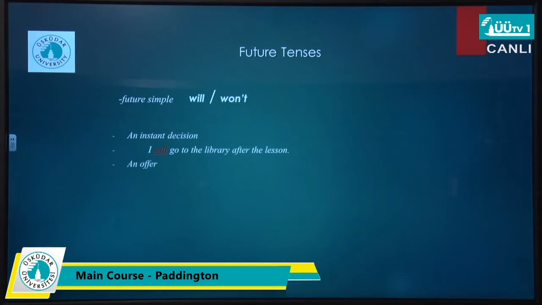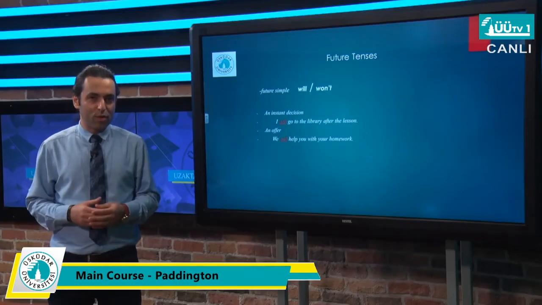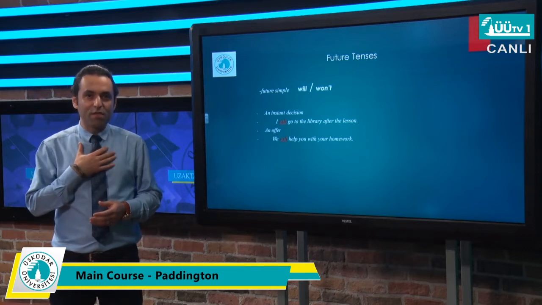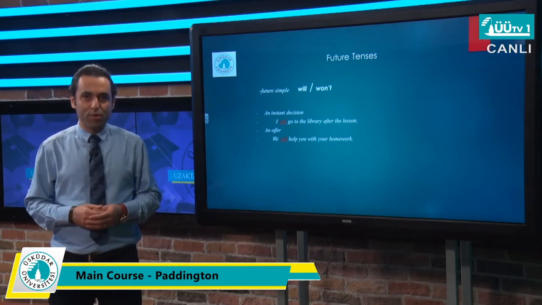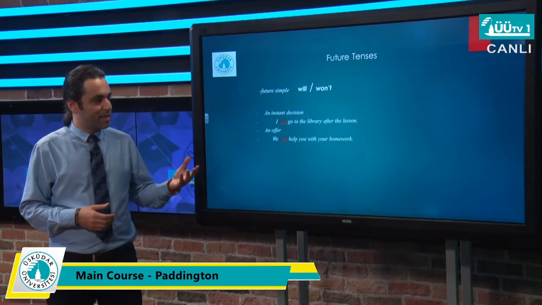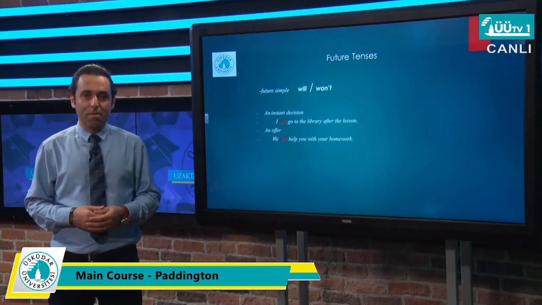The other one is an offer. When you want to give an offer to someone to accept or not, we use will. The example: we will help you with your homework. Imagine you're packed with a lot of homework and you don't know what to do. Then there will be an offer from us that we will help you with your homework. So in this style, I'm offering something to you.